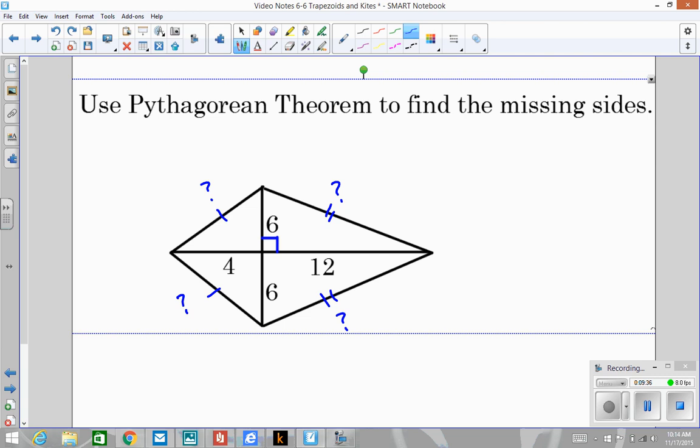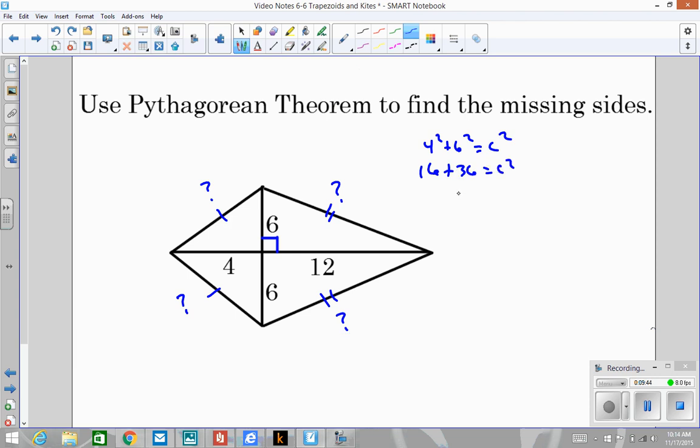So if we look at this first one, we got 4 squared plus 6 squared equals c squared. So that's 16 plus 36 equals c squared. 52 is equal to c squared, so c is equal to the square root of 52, which is going to be 2 square root of 13. So this is 2 square root of 13. This is 2 square root of 13.